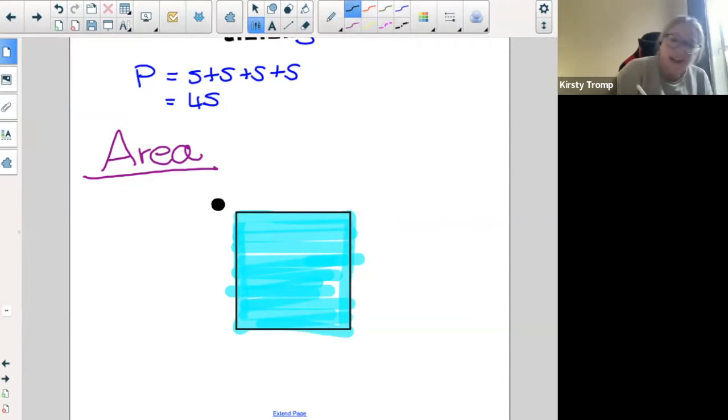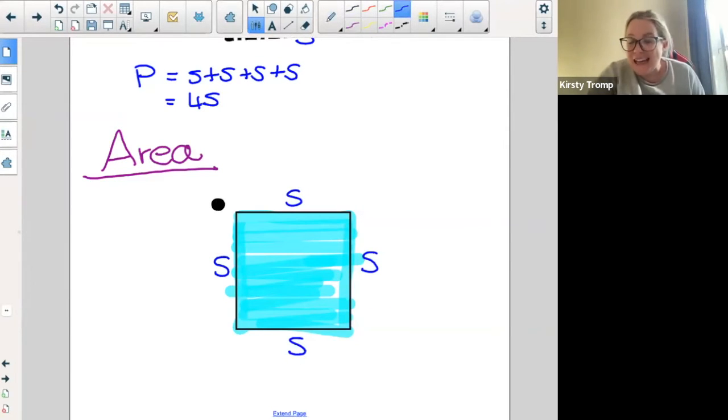Okay. Now they've gone and asked me to calculate the area. So remember, this was a side, side, side, and a side. Area. Peter the ant, perimeter. So that was the outside, because he had to walk on the outside. But when I've got area now, that's got nothing to do with P and Peter. Area means it's going to be on the inside.